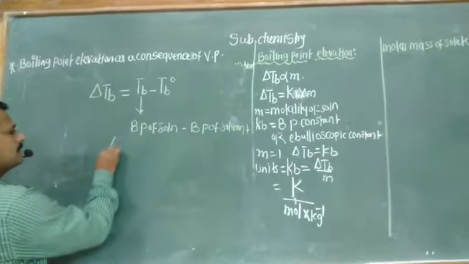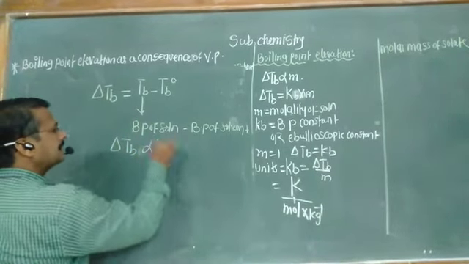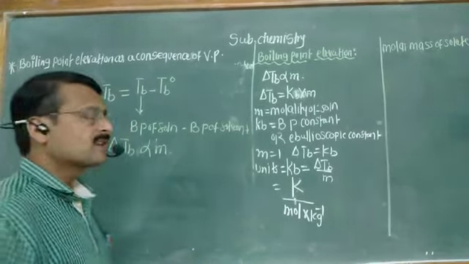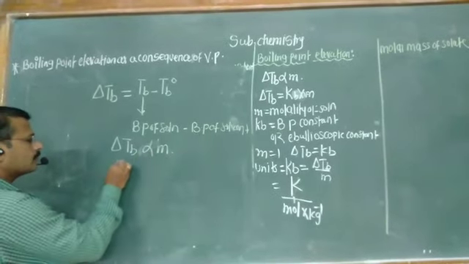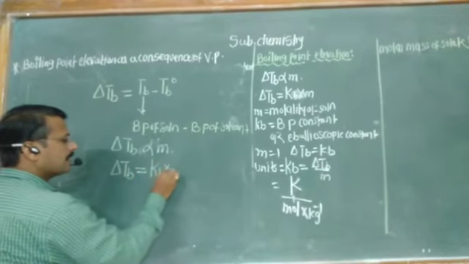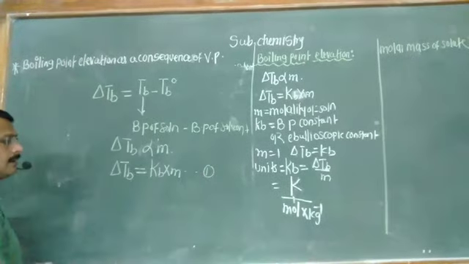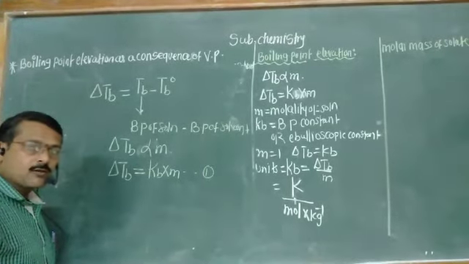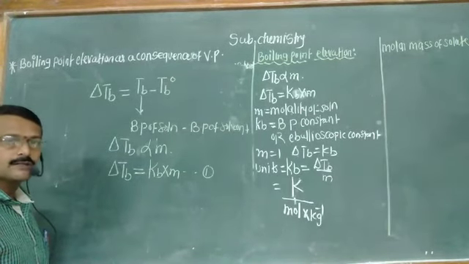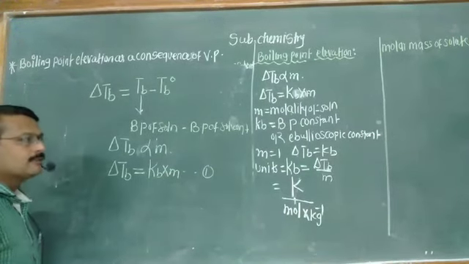So delta TB is proportional to the molality. Then simplifying this equation, we write delta TB is equal to KB into small m. This is equation number one. In that equation, KB is called the elevation of boiling point constant, or the ebullioscopic constant. And m is called the molality of the solution.